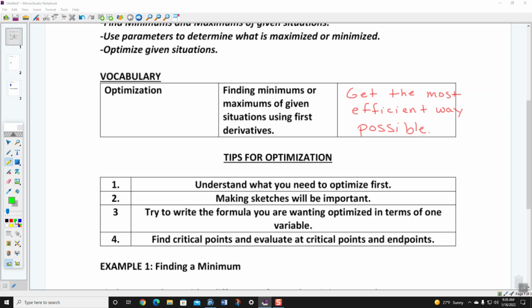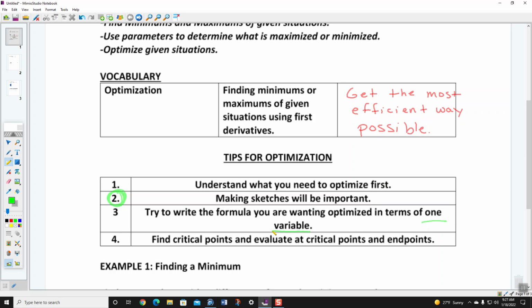Secondly, this is a biggie. If we're going to start doing optimization involving modeling or tying it to some geometric concepts, it's going to be pretty important to make some sketches. Okay? Make some sketches. All right? And then third, this will be a biggie. Try to write your formula you are wanting optimized in terms of what, kids? One variable. Try and get everything in terms of one variable. And then step 4, find critical points and evaluate at critical points and endpoints. We're really setting the first derivative equal to 0 and finding some values that make this work.